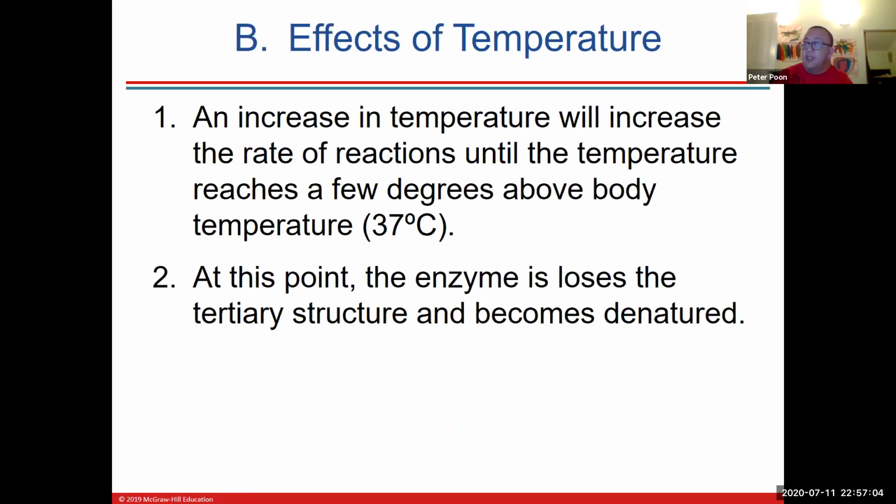So we're studying human physiology, which is at 37 degrees. Our enzymes are designed to work at 37 degrees. They will work a little bit above 37, so 38, 39. When it hits 40, things start changing. At this point, the enzyme starts to lose its tertiary structure and can become denatured, or basically misformed. If you go too high above 40, it doesn't go back.